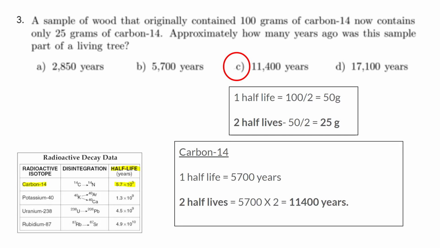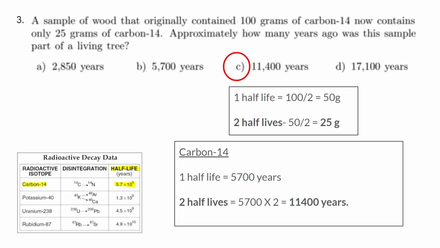So I know I started with 100 grams of carbon 14 and I'm left with 25 grams. So let's see how many half lives carbon 14 would have to go through to go from 100 grams to 25 grams. So if I start with 100 grams, after one half life, I will halve 100 grams to become 50 grams of carbon 14. So one half life is 100 grams divided by 2, which is 50 grams, right? So after two half lives, I'll do 50 divided by 2. I'm left with 25 grams of carbon 14.